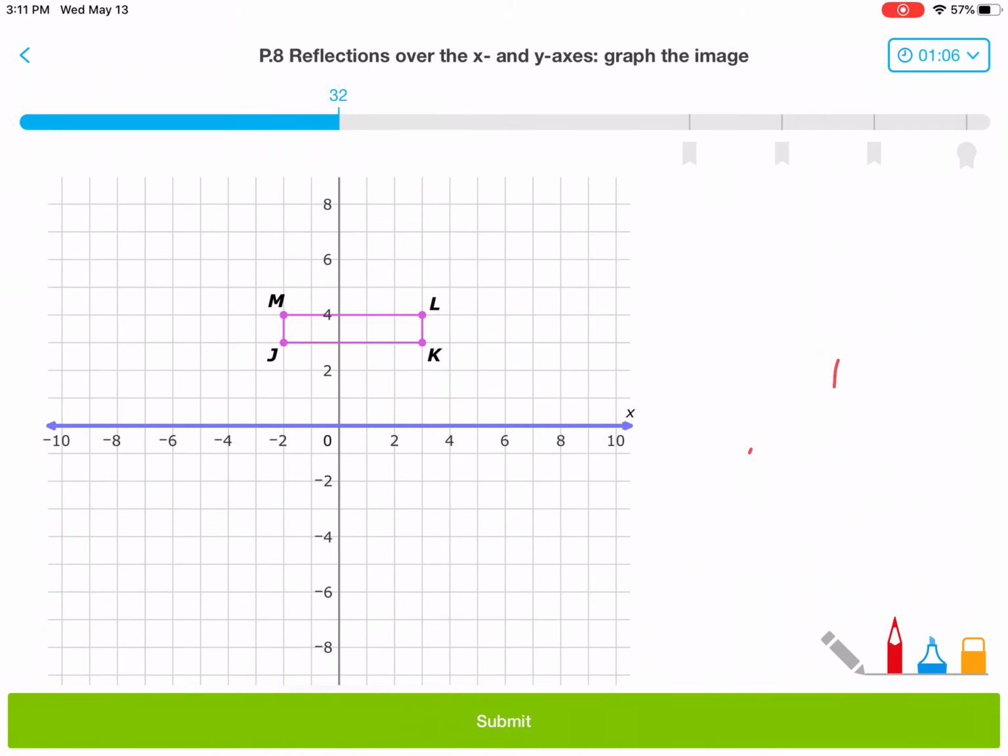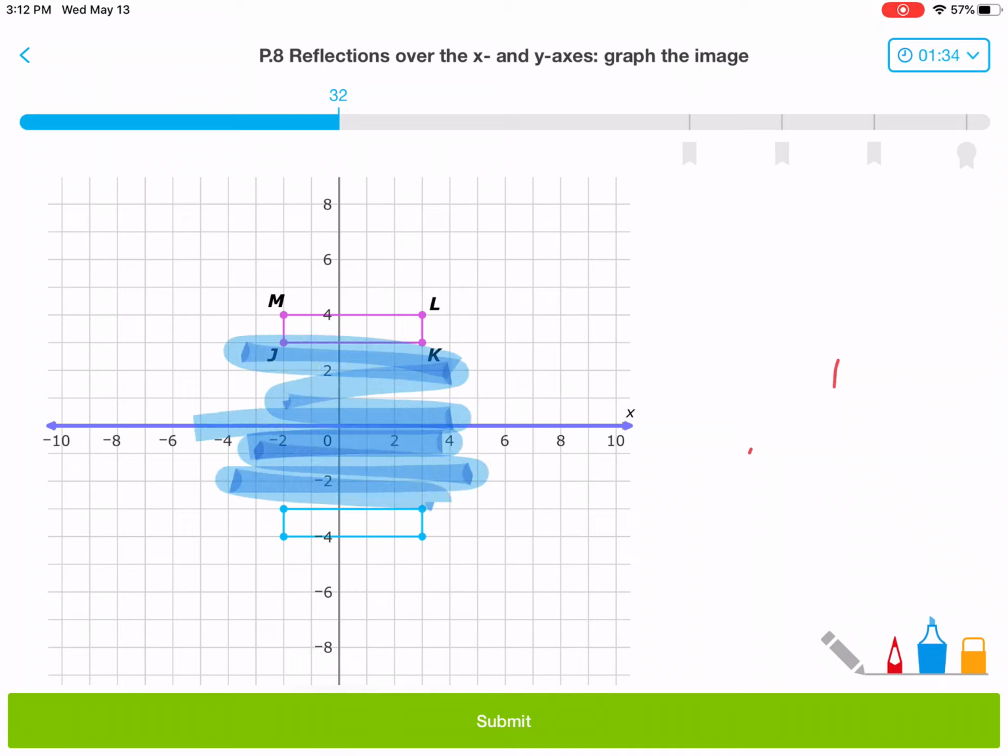Okay, so K is 1, 2, 3 away, so it'll be 3 away down here. L is 4 away. Okay, J was 3 away. Oops. Okay, so you have to get the right order there. So your double check is that it's the same distance away here that it is here.